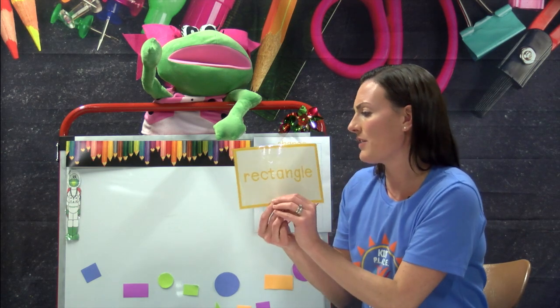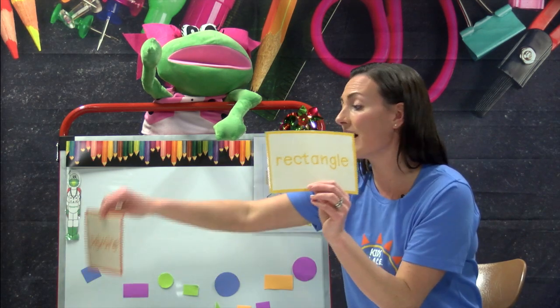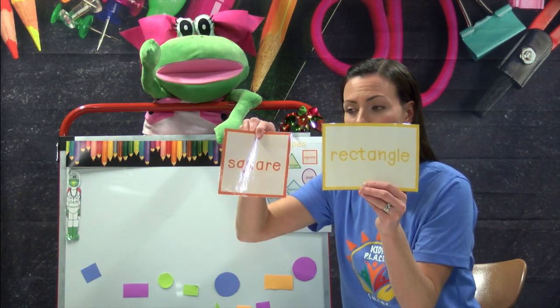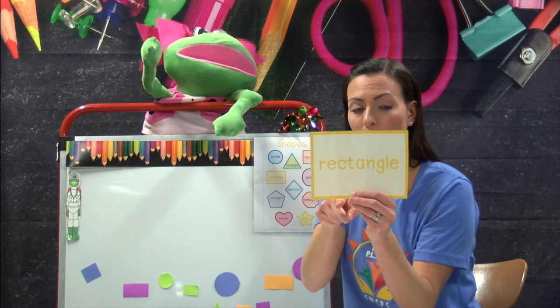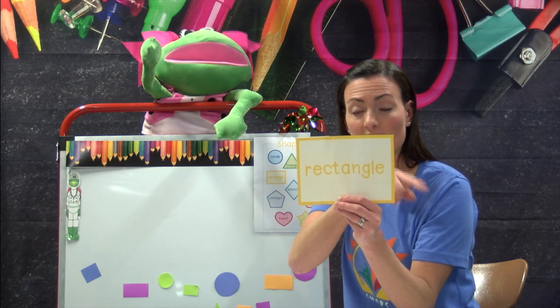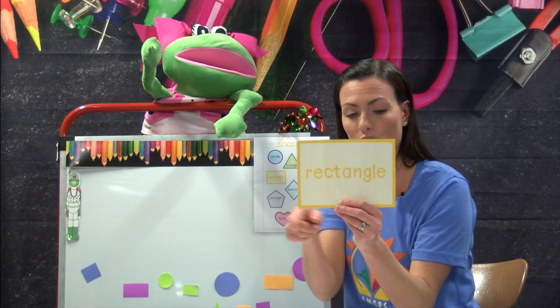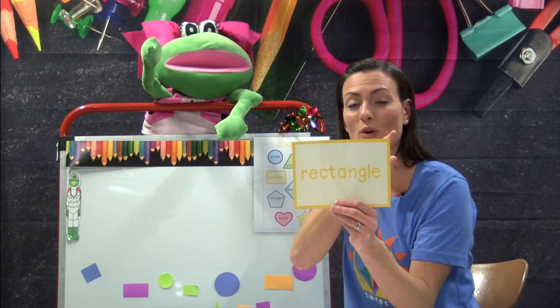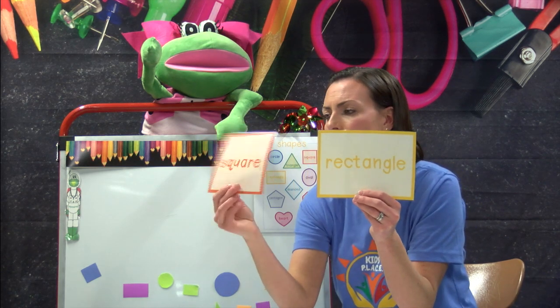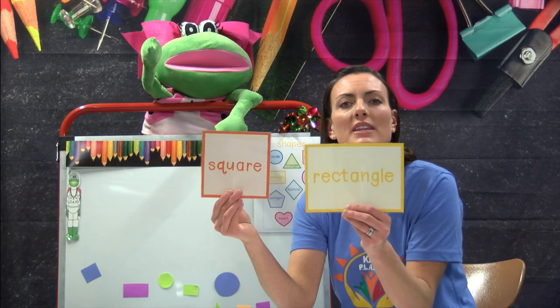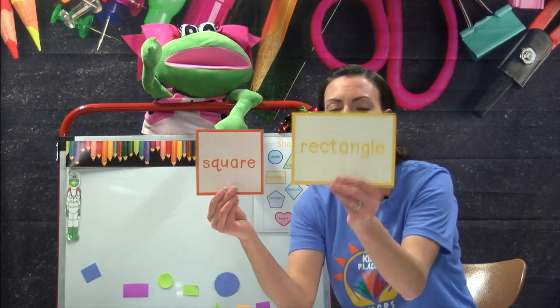Now wait a second, friends. This one looks a lot like this one. It has, let's count it, 1, 2, 3, 4 sides, and it has 1, 2, 3, 4 corners or vertices, which is exactly the same as this one. This one was a square, but there's something different about this one.